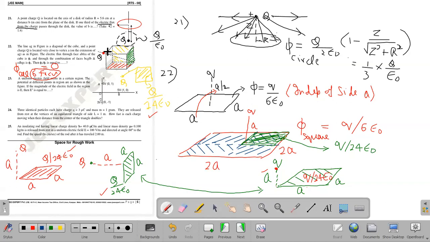Like this face. The charge q is just near it. And there are similar two faces also. So there are three faces for which the charge q is very close, and for the remaining three faces, this charge q is at a distance from their corner.